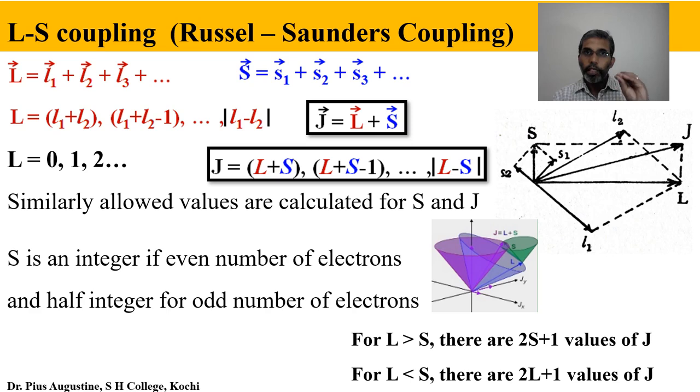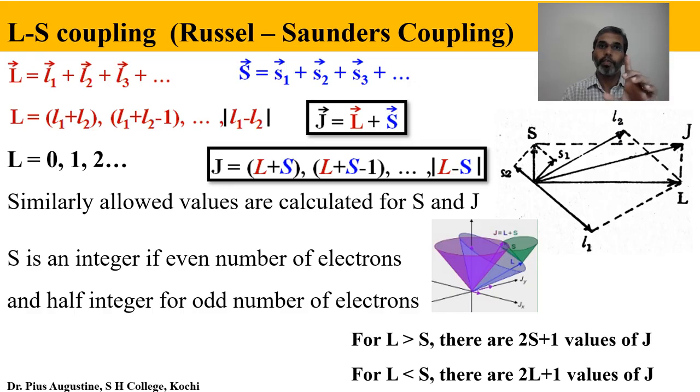And for a given value of L, the allowed values of J are given by, there are two cases. One is L greater than S, which means S is small, then there will be 2S plus 1 values of J. And if L is less than S, then L is small, and there will be 2L plus 1 values of J. So there are many values of J. That shows degeneracy. As an example, for an atom containing only one electron, the spin will be half.